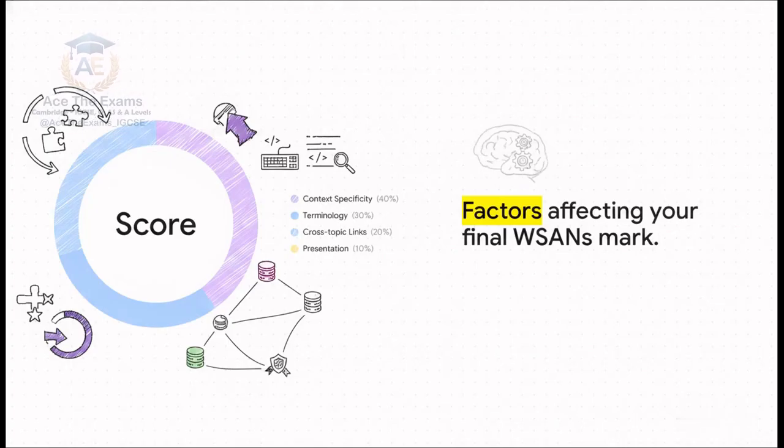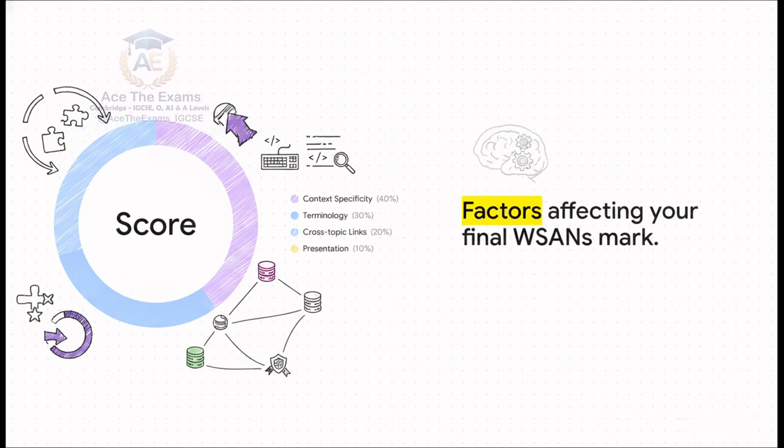To really hammer this home and provide a visual breakdown, let's look at exactly where your focus and energy need to go. Look at this distribution. A massive 40% of your score relies entirely on context specificity. You can have all the perfect terminology in the world, which as you can see, makes up a 30% slice, but if that terminology is not applied to the specific problem in front of you, it is completely useless.